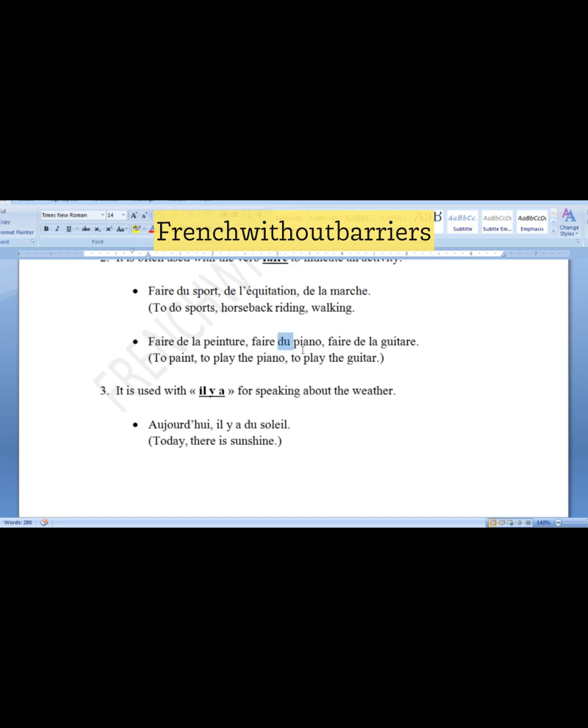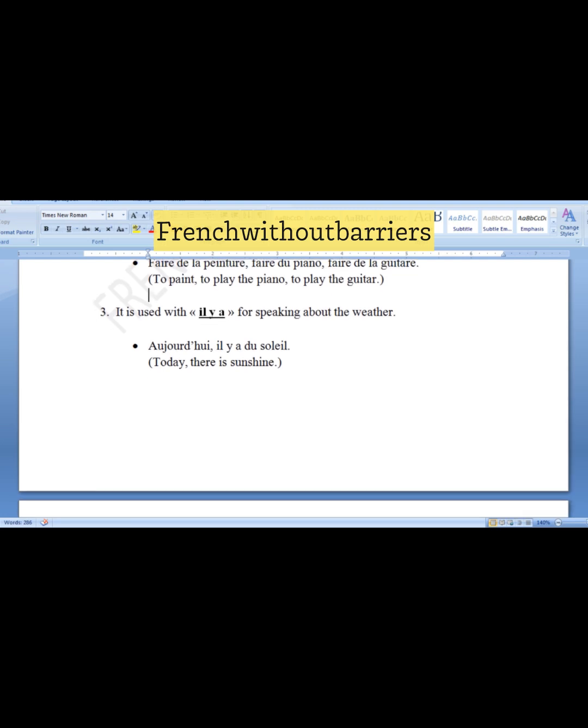Okay, you're going to use du, de la, depending on the musical instrument. And if you want to say to paint, then also you're going to say faire de la peinture. Okay, guys, there is also another verb, which is jouer, which we use for saying that I play something, whether it is piano or violin or guitar, whatever it is. We'll discuss it in one of the following videos, guys.